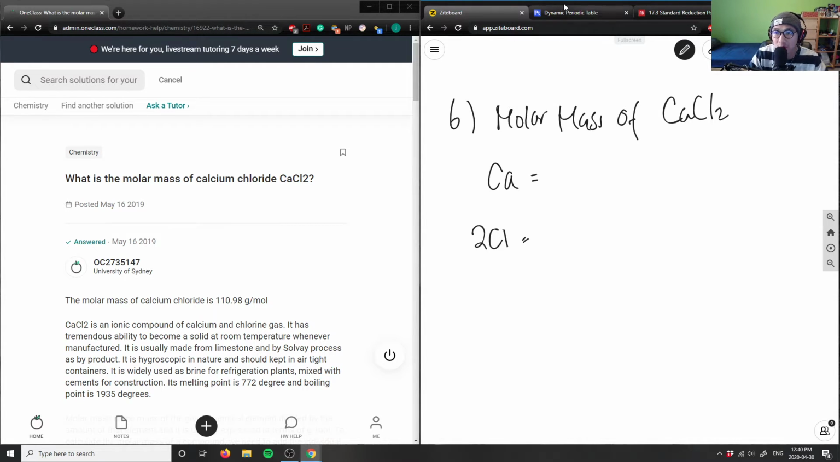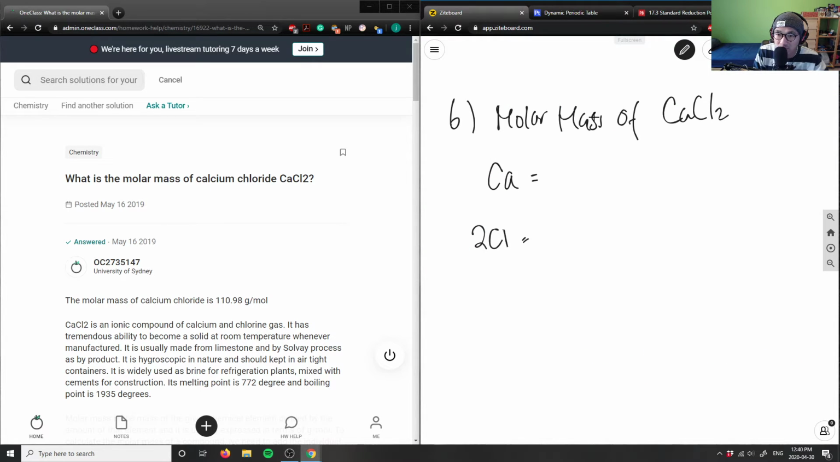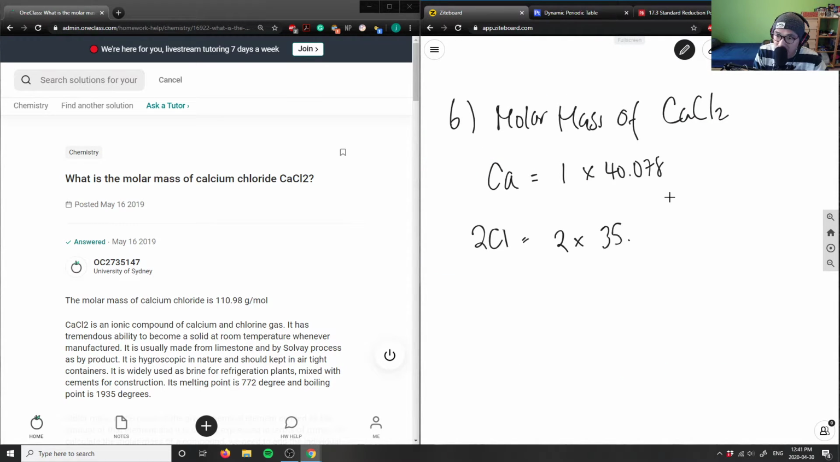So Ca, if you look at your periodic table here, belongs in the second group. This here is 40.078, right? So you have one Ca, it's 40.078. Sorry, one calcium atom, not molecule. And I have two chlorines here, and each chlorine has a molar mass of 35.45, right? Chlorine belongs in group 17. So I would get 40.078 plus 2 times 35.45, which gives me a value of 70.9.